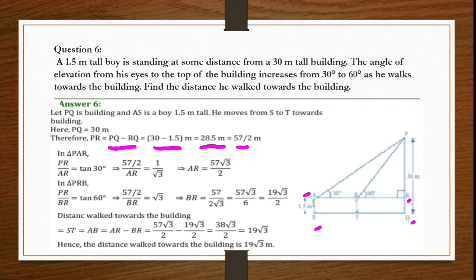Now if you look at the PAR triangle, since this is 90 degrees, you can say that this is a right angle triangle.